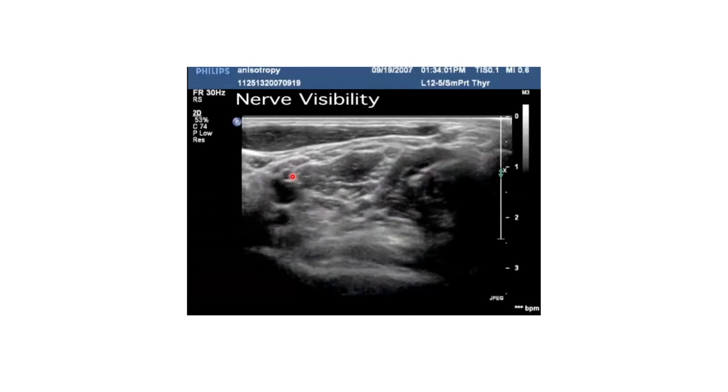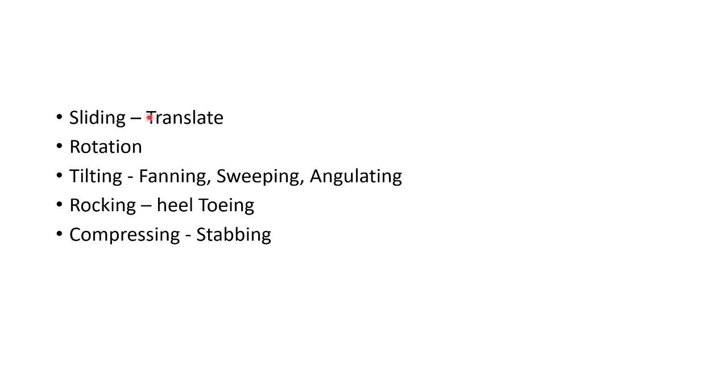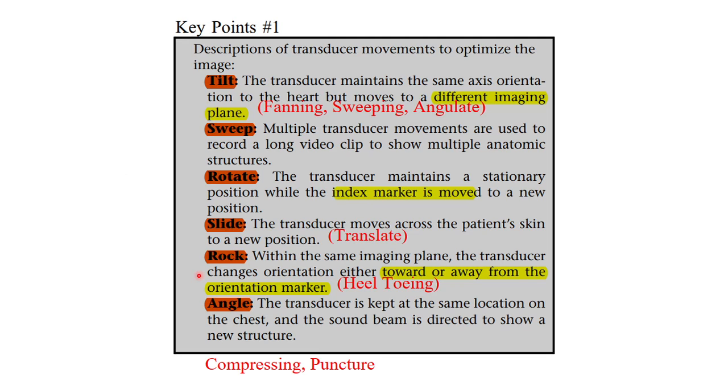So in the next slide, these are the various movements of the probe, that is, sliding, otherwise called translate. Rotation, you know what rotation is, and tilting, otherwise called fanning, sweeping, angulating, all mean the same thing. Rocking, otherwise called heel-toeing, and compressing, otherwise called stabbing. So these are the important probe movements.